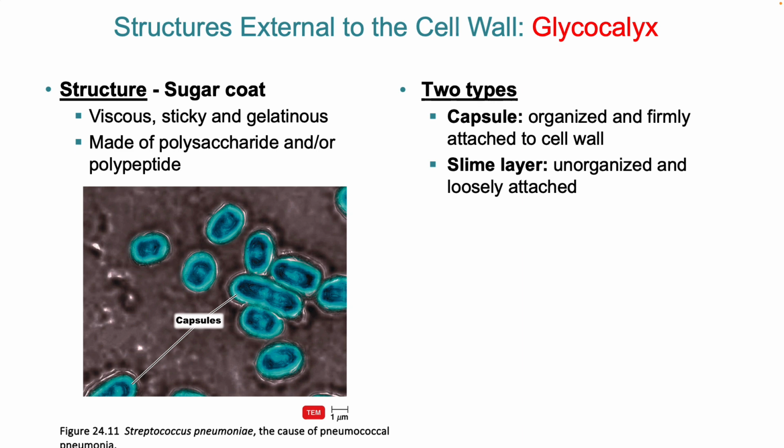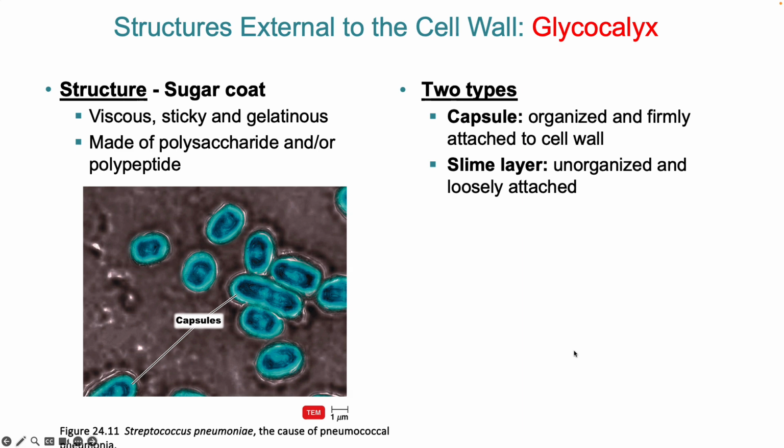There are two ways that the glycocalyx can be organized. They can organize it like a capsule, where it's tightly packed and attached to the cell itself. When we talked about microscopy in the previous video, we talked about how you can visualize a capsule using a particular type of stain. The other way that cells can form a glycocalyx is as a slime layer, which is exactly what it sounds like. It's a sticky, slimy secretion from the cells, but it's more loosely organized and not as tightly attached to the cell itself.